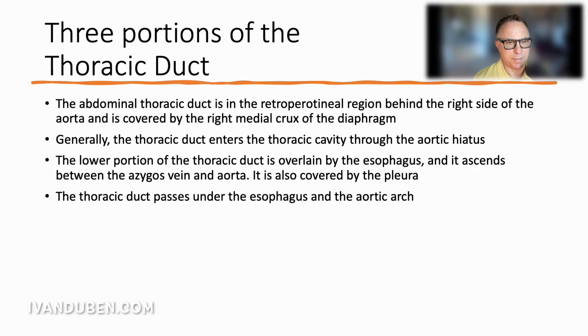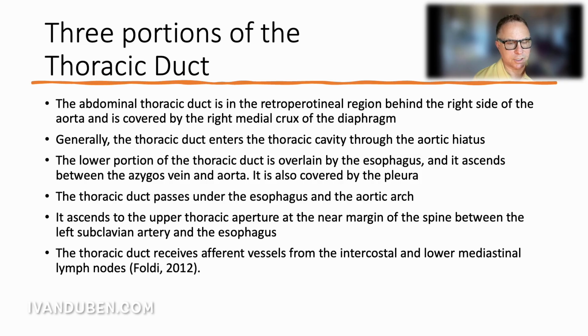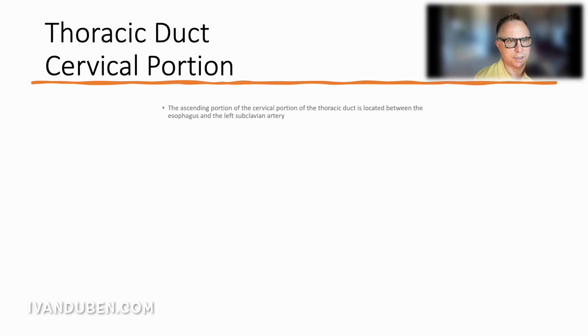The thoracic duct passes under the esophagus and the aortic arch. It ascends to the upper thoracic aperture at the near margin of the spine between the left subclavian artery and the esophagus. The thoracic duct receives afferent vessels from the intercostal and lower mediastinal lymph nodes. The cervical portion of the duct.